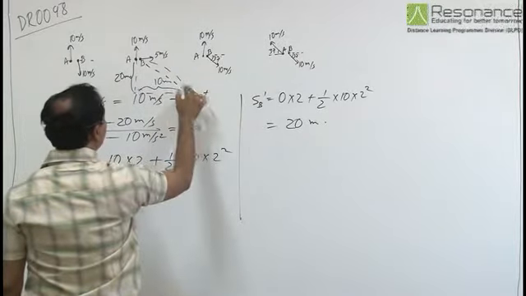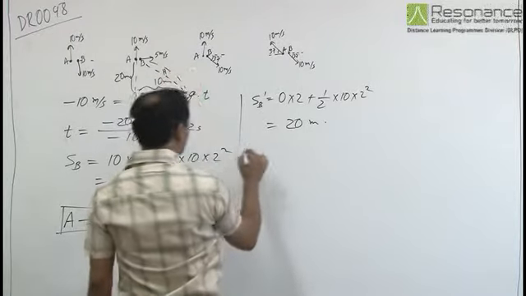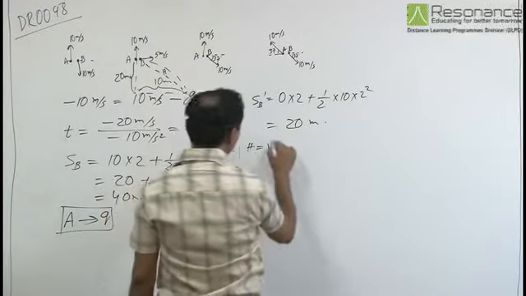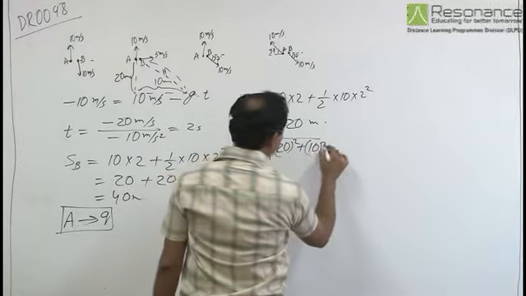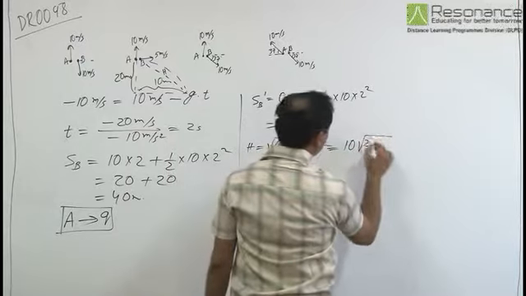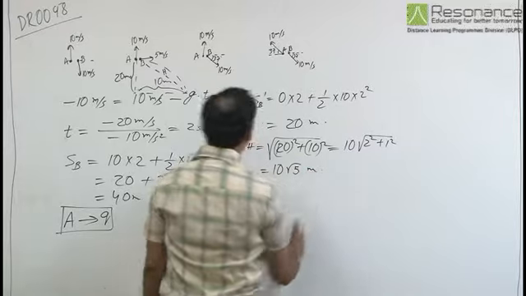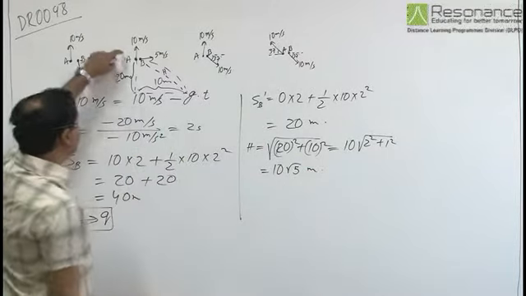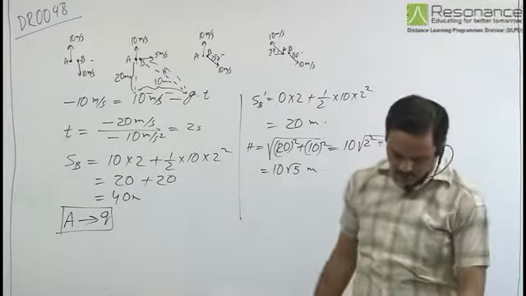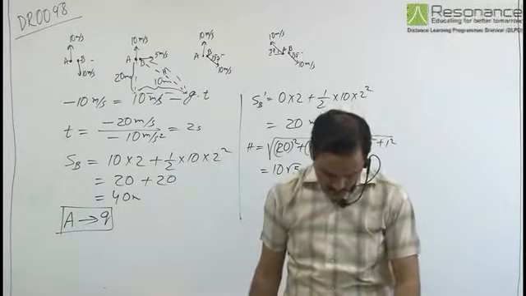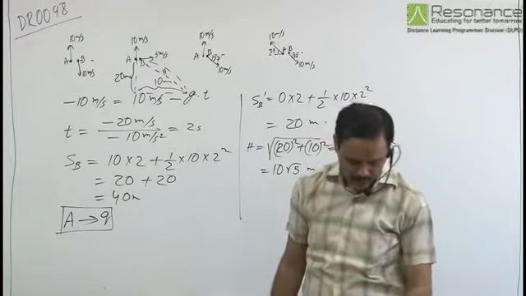So the distance between A and B, the hypotenuse, let me write it as capital H. So H is equal to under root 20 square plus 10 square, that is 10 root 2 square plus 1 square, that is equal to 10 root 5 meter. So after 2 seconds, the distance between A and B is 10 root 5. This is for B. So option R is correct. The distance between the two balls is 10 root 5 meter.